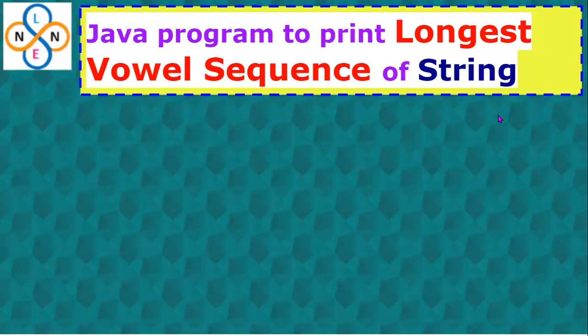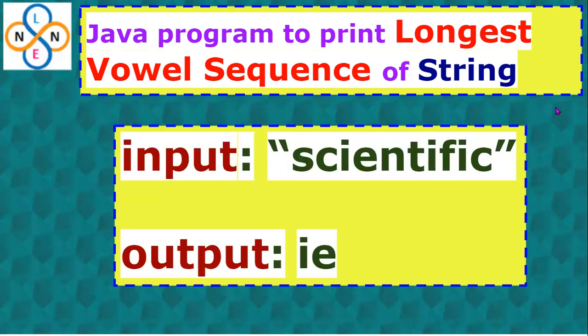In this video, we are going to discuss a Java program to print the longest vowel sequence of a string. Means if a string input is given as "scientific" in this example, so in this string, the longest vowel, so here I and E are two vowels together.